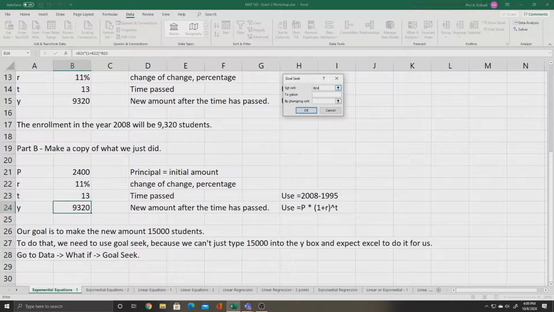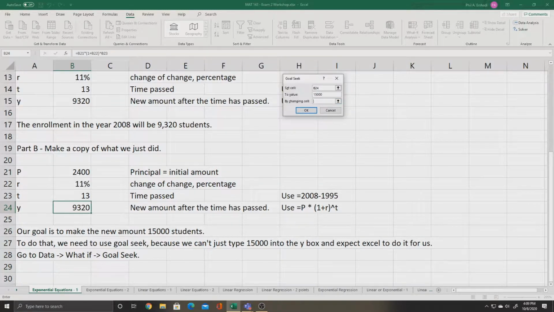You can leave the top box alone. It's already going to be fine. In the middle box, we type in the value that we're after. Now our goal is to make the new amount to say 15,000. So in the middle box, type 15,000. Then, by changing cell is the third box.